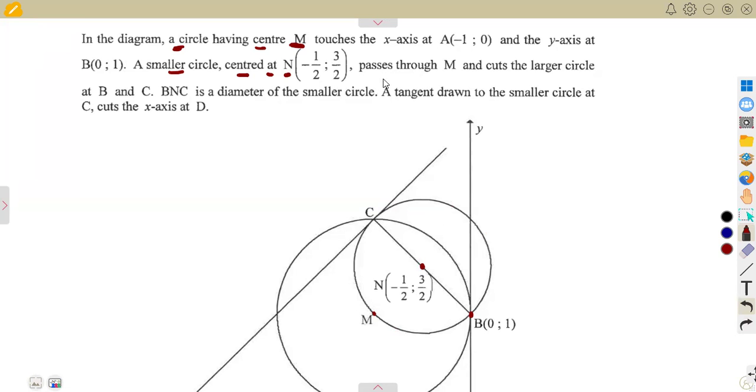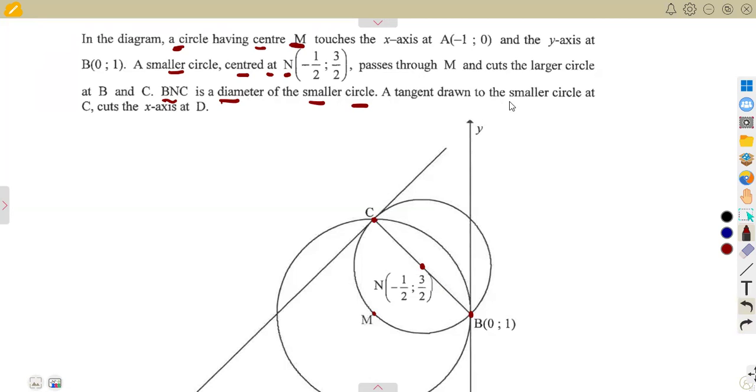We are given that it passes through M, and cuts the larger circle at B and C. So it has an intersection with the larger circle at B, which is the y-intercept, and at this point C. Then we are given B and C as the diameter of the smaller circle. So B is an end point of the diameter, and C is also an end point of the diameter.